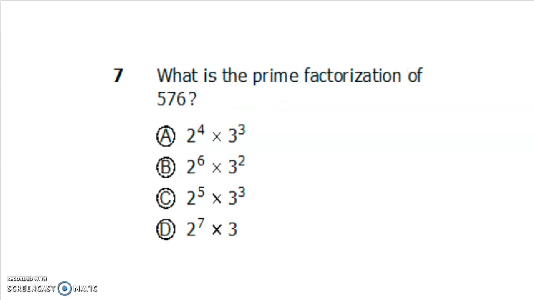Number 7. What is the prime factorization of 576? A. 2 to the fourth power times 3 to the third power. B. 2 to the sixth power times 3 to the second power. C. 2 to the fifth power times 3 to the third power. D. 2 to the seventh power times 3.